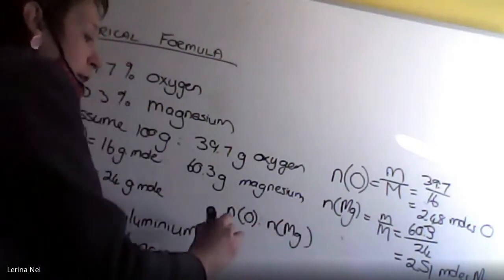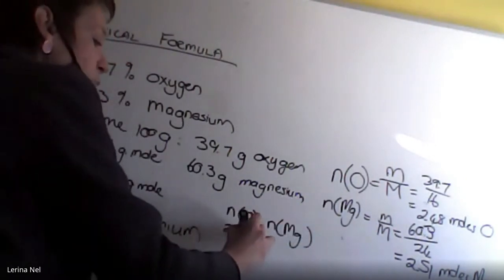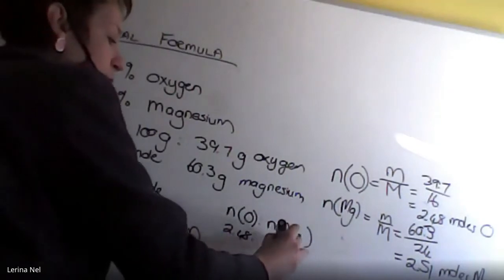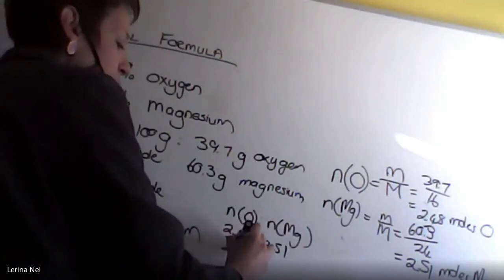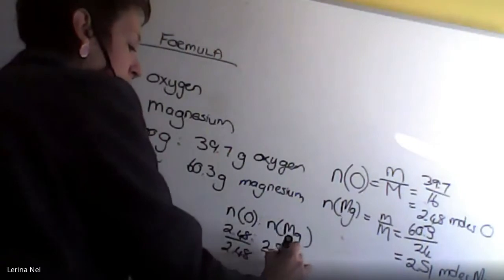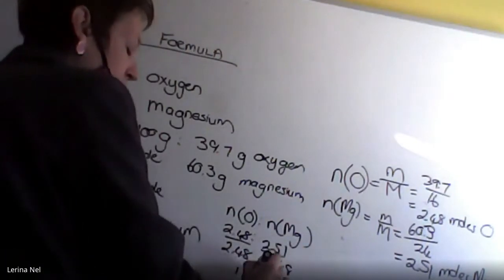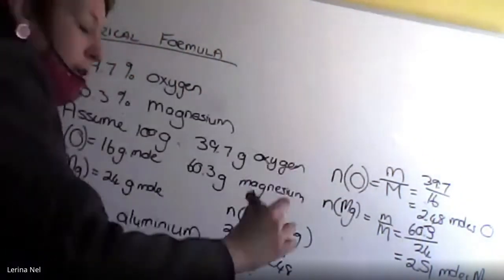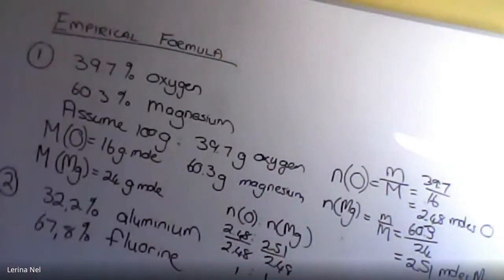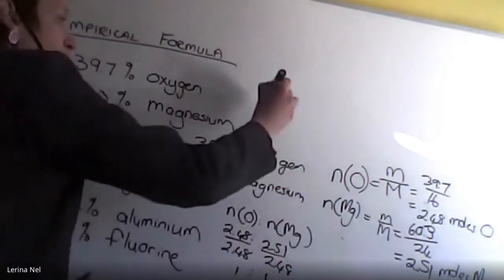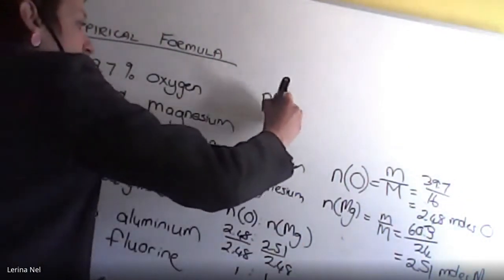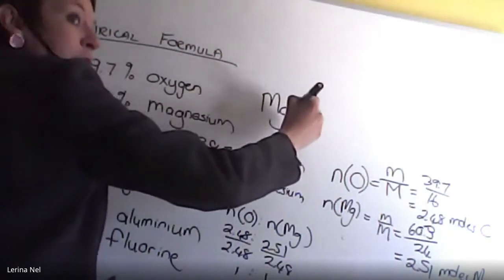And normally we would divide it by the smallest number. So I'm going to do that here just to show you what would happen. This is going to be 1, and this is going to be 1.001, which is also basically 1. So we can round this off, which means the empirical formula for this first question in a 1-to-1 ratio will be Mg1. We don't write that subscript one.